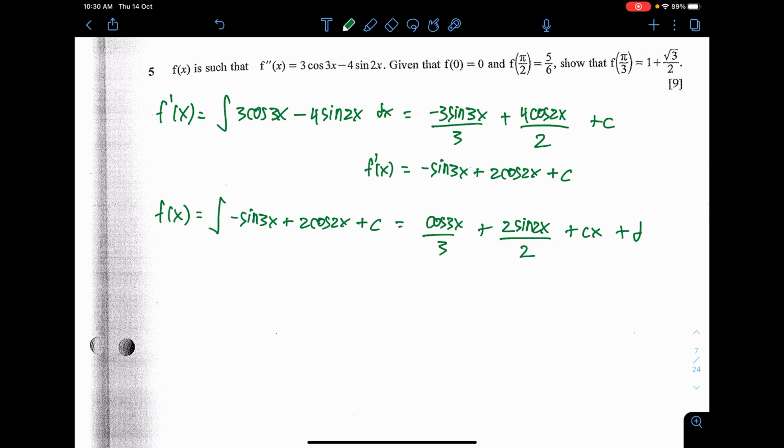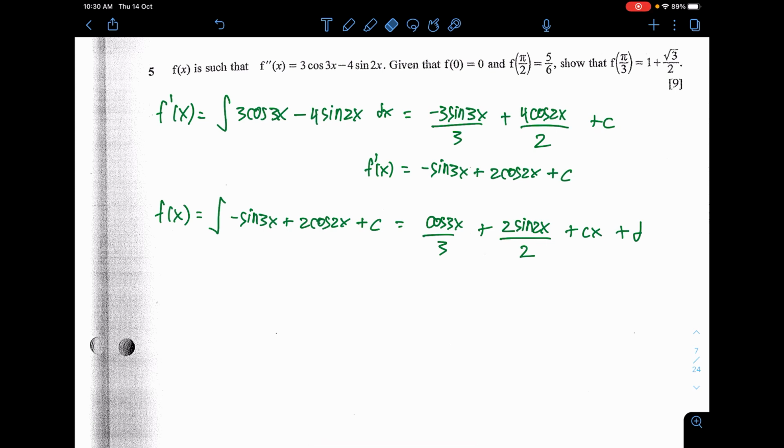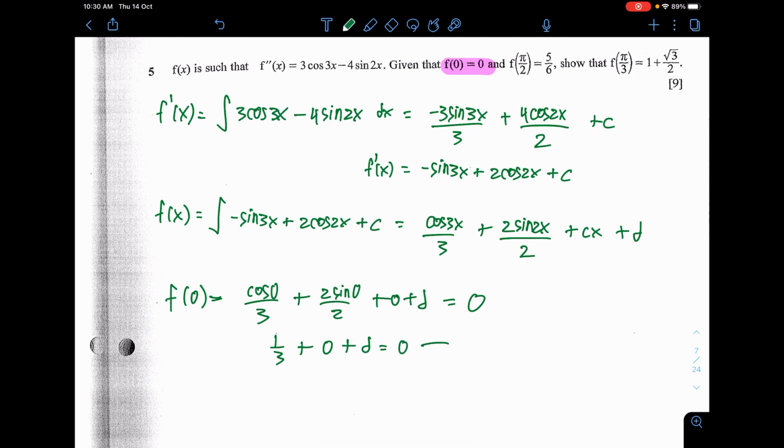Okay, and this is where we are going to work out all the numbers given here. Okay, I like pink color. So f of 0 equals to 0. Okay, sub in x equals 0 into the whole function of f x, which is what we had just now. Cosine 0 over 3 plus 2 sine 0 over 2 plus 0 plus d equals to 0. Cosine 0 is 1, so I got 1 over 3. This is 0 plus d. So then d is negative 1/3. Found it.